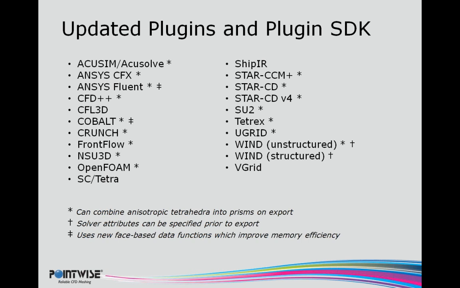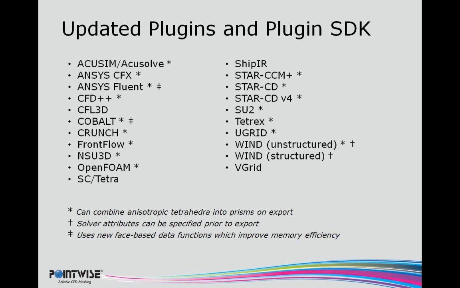Now, some of these solvers are new. Some of them have been in Pointwise 17 before, but they were updated for 17.1. So the first update that we want to look at involves the CAE solvers that you see with an asterisk to the right of their name, such as AccuSim, AccuSolve, ANSYS CFX, ANSYS Fluent. For these CAE solvers in 17.1, you can now turn on the ability to combine anisotropic tetrahedra into prisms during export. If you create T-Rex meshes and you use these solvers, this is going to be a very powerful feature.